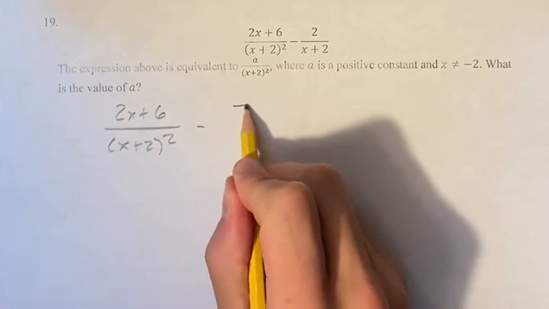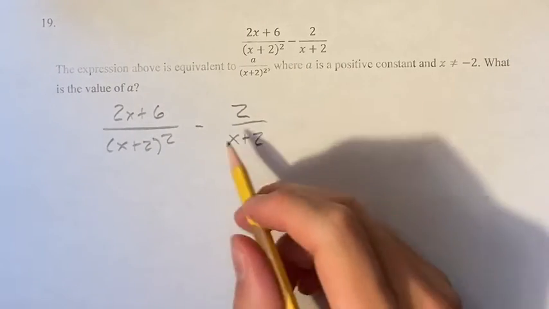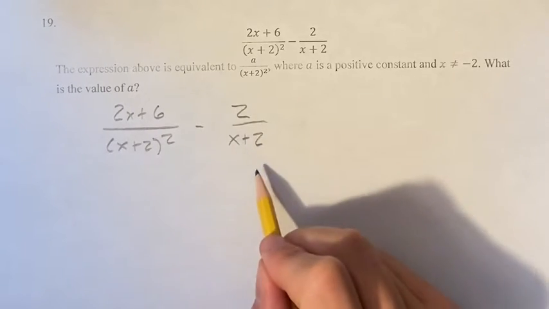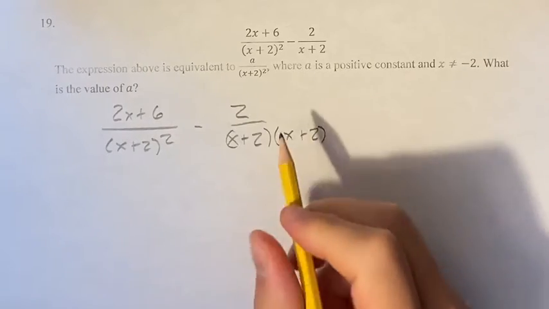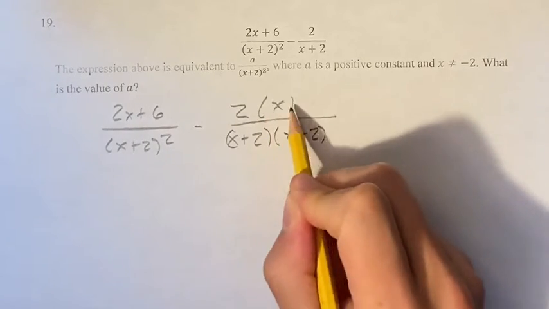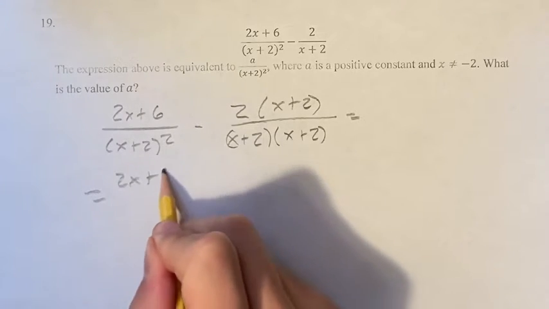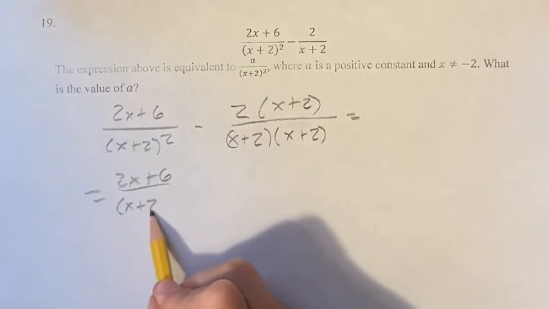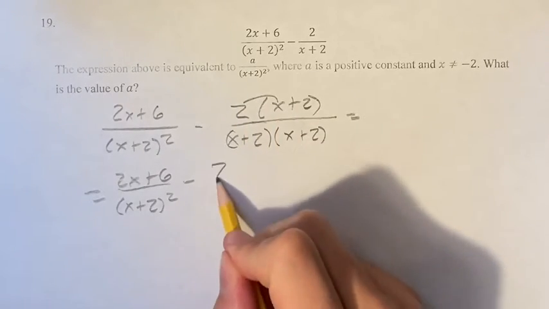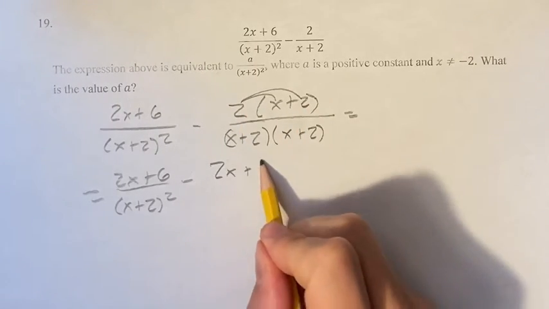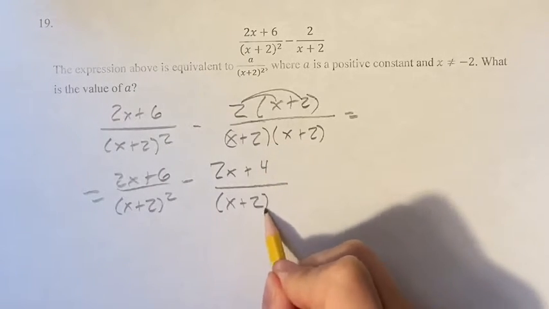For this one, minus 2/(x + 2), to get the denominator to (x + 2)², you have to multiply x + 2, which is the current denominator, by x + 2. Of course, to keep the fraction equal, you have to multiply the numerator by x + 2 as well. This is going to give you, not touching this one yet, (2x + 6)/(x + 2)², minus 2 times x is 2x, plus 2 times 2 is 4. And again, we did this so that the denominator is now (x + 2)².